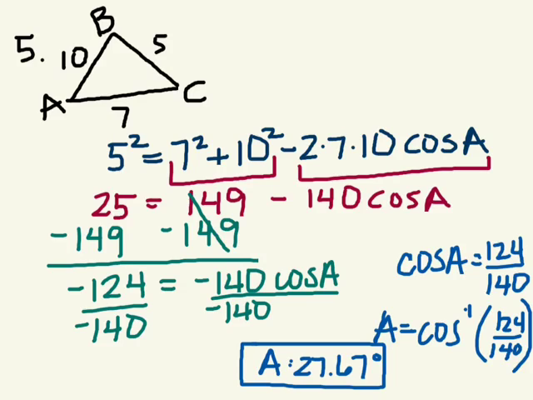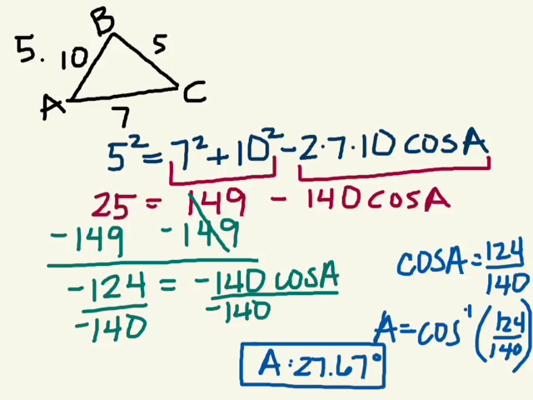Okay, so we're not done solving here. That's only A. We also need to find B and C. We know A is 27.67. We should expect that to be our smallest angle because A is our smallest side. Our smallest angle is always across from our smallest side. That's a good way to kind of check your work.